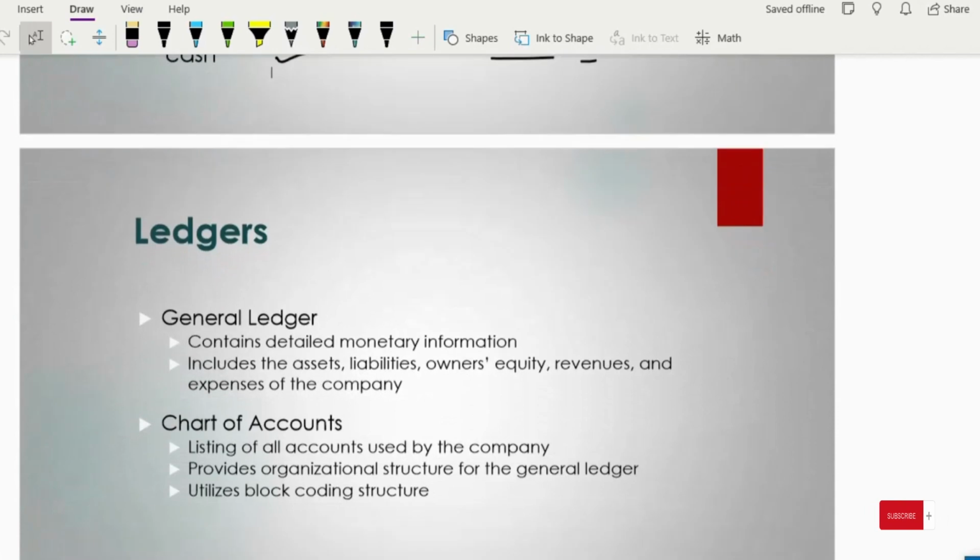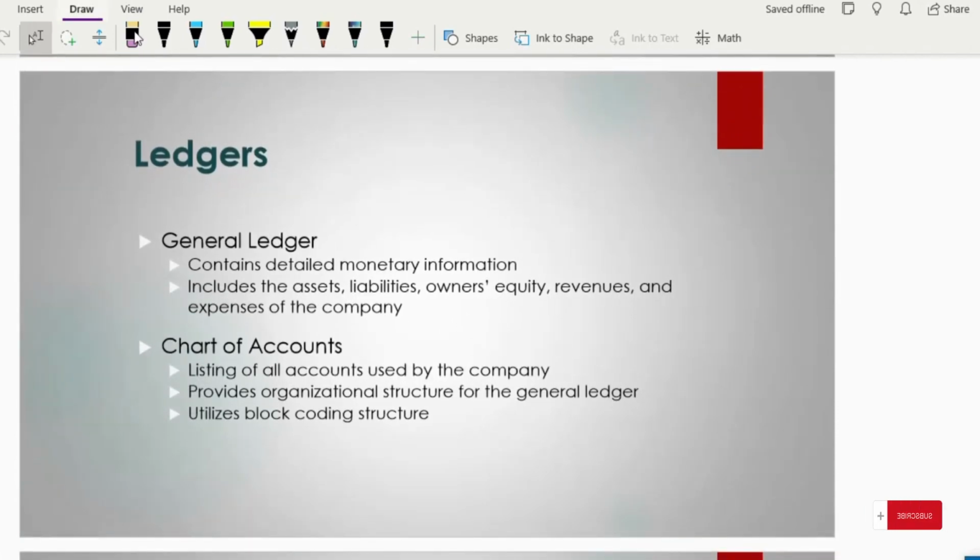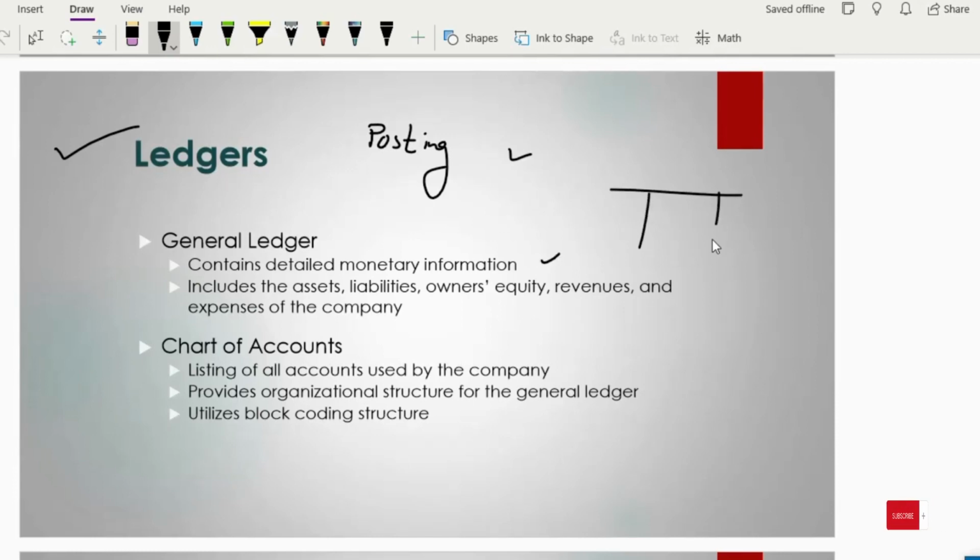Moving on to the ledgers. When we talk about ledgers in accounting, we use another term for this, which is posting. All the journal entries which are recorded in the general journal or special journals are backed up by the ledgers. The ledgers contain the detailed monetary information, and each ledger represents a particular type of asset, liability, owner's equity, revenue or expense.